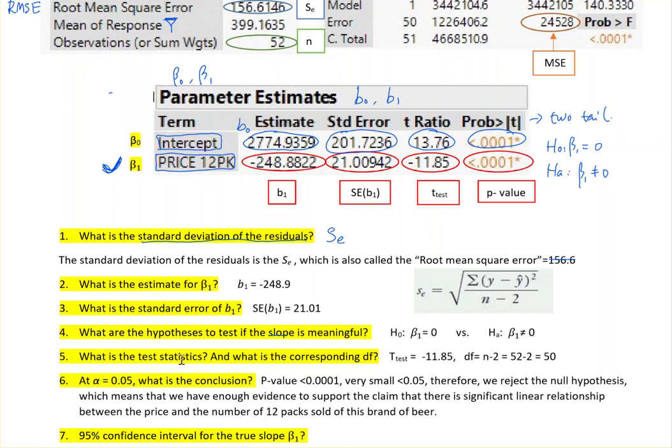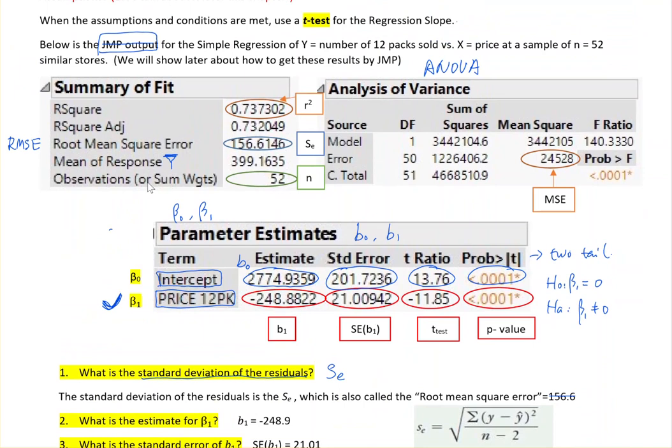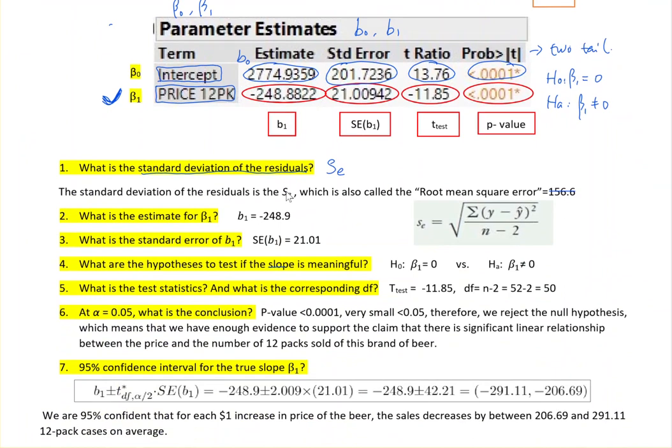Next, what is the test statistic? The test statistic for testing beta 1 will be this, right? Remember, it is not about beta 0, it is about beta 1, so it will be negative 11.85. And then, what is the corresponding degree of freedom? Degree of freedom equals n minus 2, right? So where to find the n? N is the sample size, which is in the summary of fit table, which is 52, right? So the degree of freedom will be 52 minus 2, which is 50.